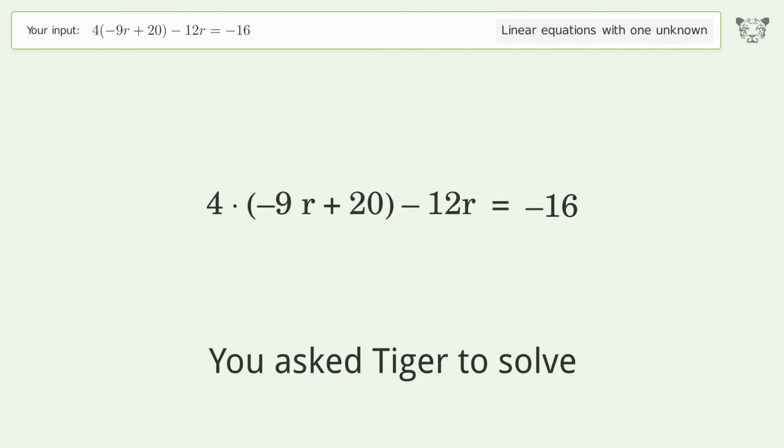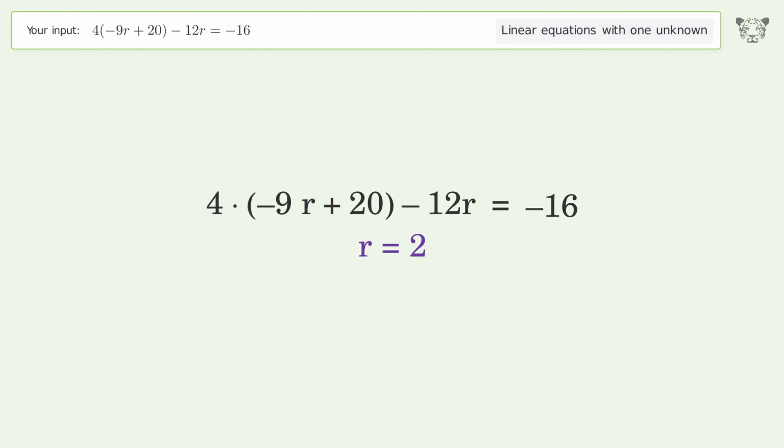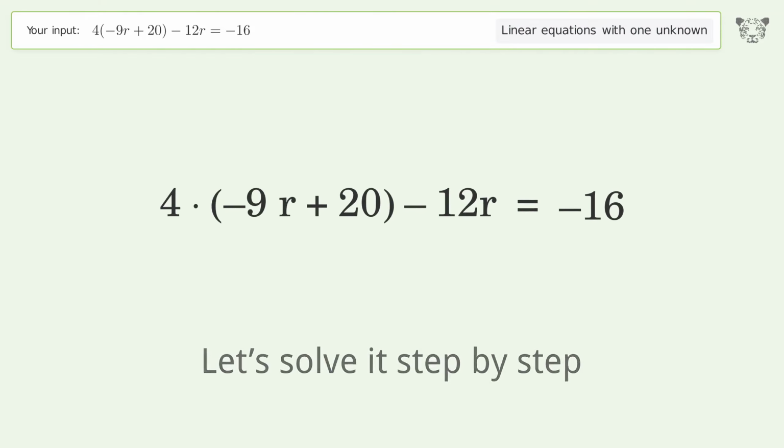You ask Tiger to solve this. This deals with linear equations with one unknown. The final result is r equals 2. Let's solve it step by step.